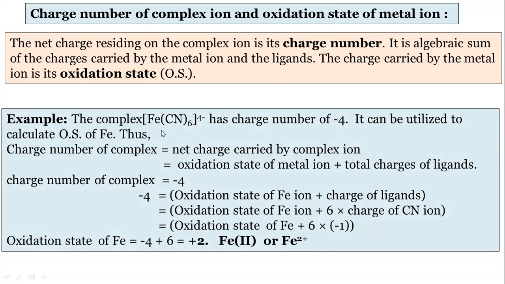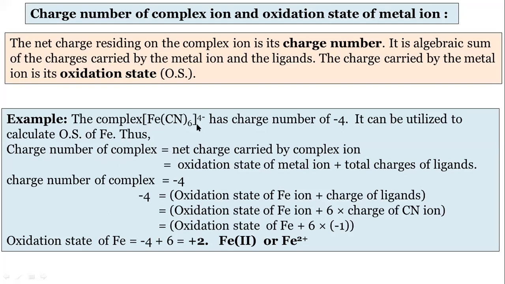The complex given here is [Fe(CN)6]4-. This 4- is the charge number of the complex ion, because it is the net charge present on this complex. We don't know the oxidation state of Fe, but we can calculate it with the help of the charge number. See the formula, we have to remember it. Charge number of the complex is equal to the net charge carried by the complex ion, meaning whatever charge is present on the complex is called the charge number.